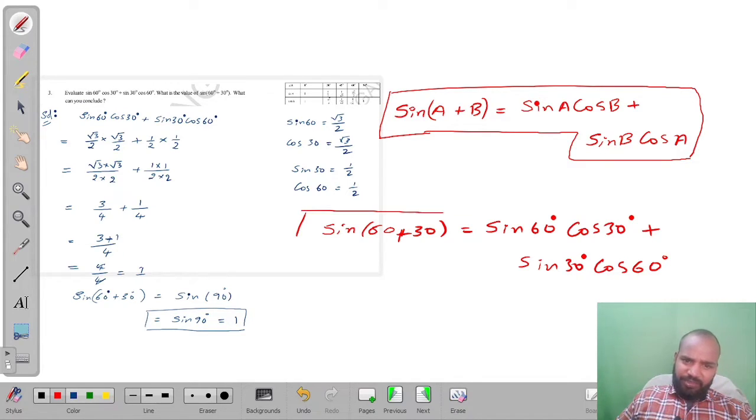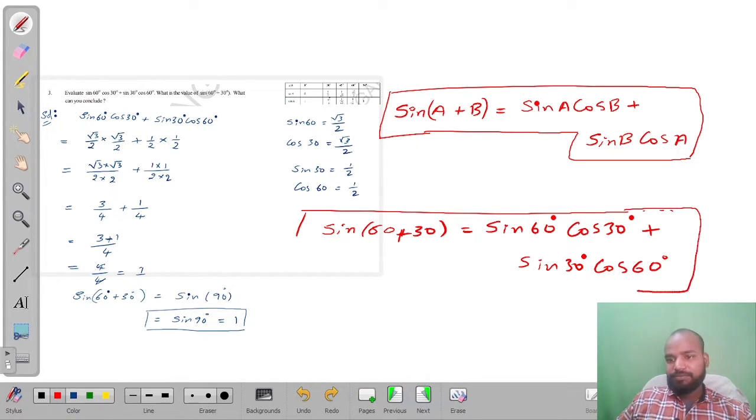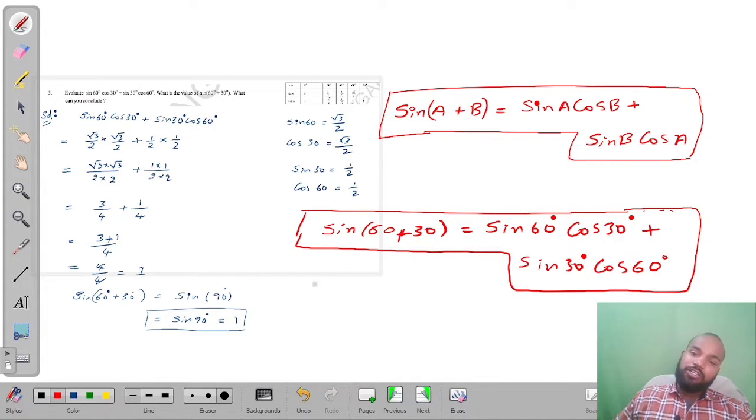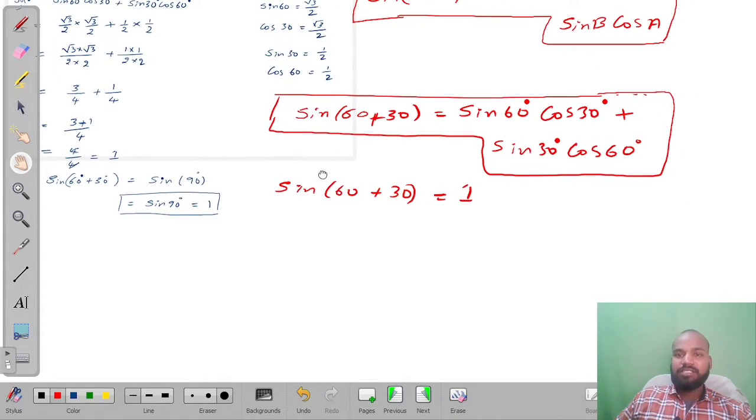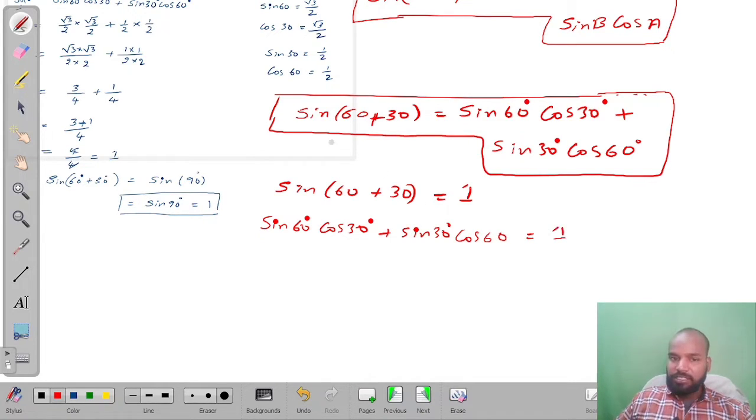So we evaluated this equation. So what we got here, by evaluating this, we get both are equal, that is sin 60 plus 30 equals 1, and this entire thing, yes or no? Yes. By solving this entire thing, sin 60 cos 30 plus sin 30 cos 60, it is also equal to 1. Now, suppose A is equal to 60 degrees, and b equals 30 degrees.